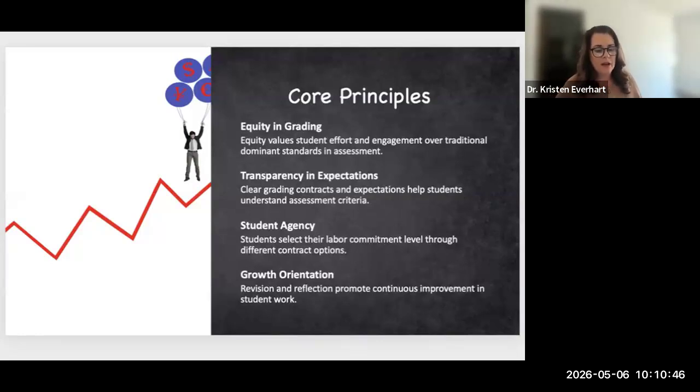And then growth orientation, so offering multiple revisions, reflections, promoting continuous improvement in student work. So collectively, all of these principles help to support a more inclusive and student-centered approach to grading, to assessment.